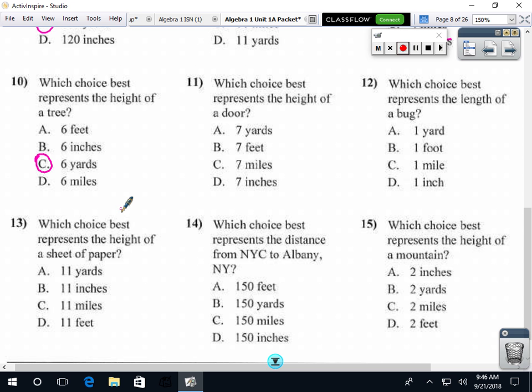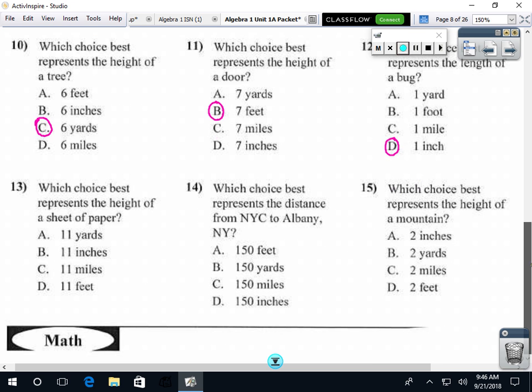Which choice best represents the height of a door? 7 yards, 7 feet, 7 miles, 7 inches. 7 feet. Number 12. Which choice best represents the length of a bug? 1 yard, 1 foot, 1 mile, 1 inch. 1 inch.